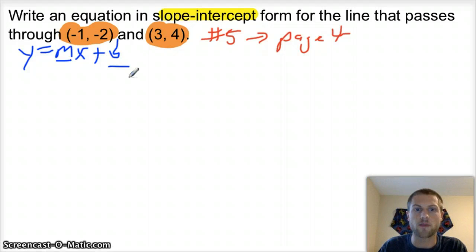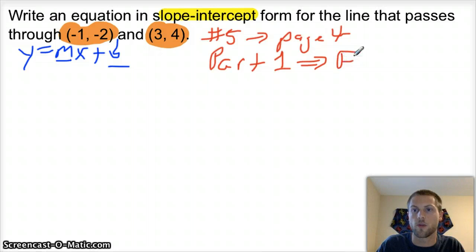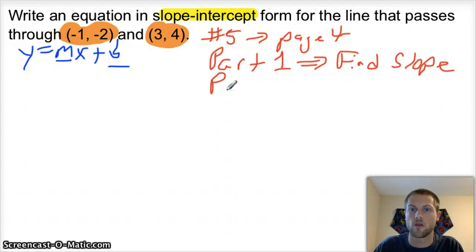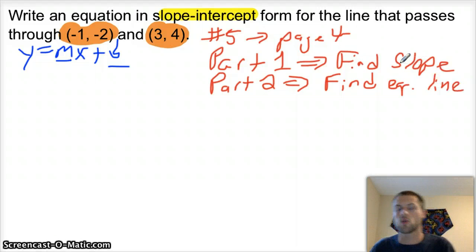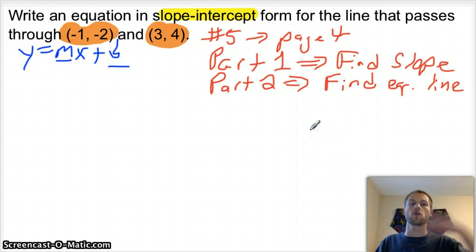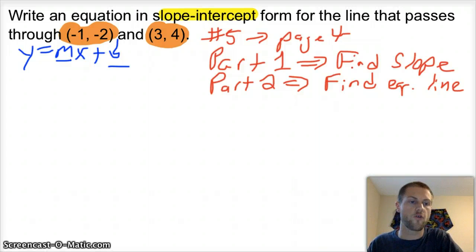So there are two parts when you're given points rather than a slope and a point. Part one is to find the slope. And part two is to find the equation of the line. So once we have the slope, then we can plug stuff in like we did for that last problem. So first, let's find our slope.